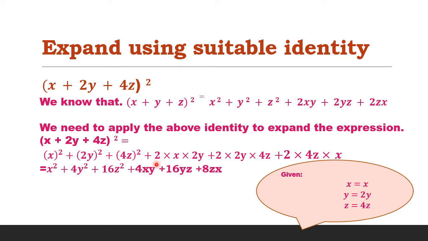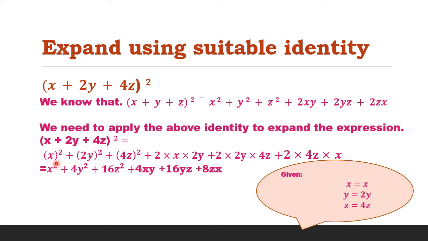And then ultimately these terms are the product of the two variables with 2. So first two variables are x into 2y, which we are given in the question. So first two variables x into 2y multiplied by 2. The next two variables 2y into 4z multiplied by 2, and the final two variables are 4z, which is the last term, and x, which is the first term. So 4z into x. And then the final step is just to do the calculation.